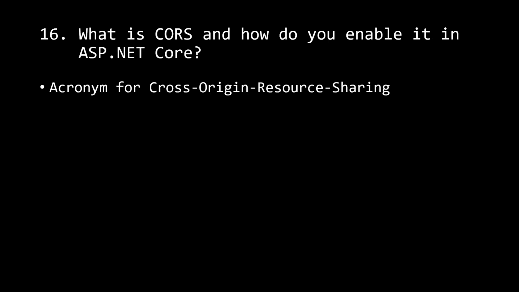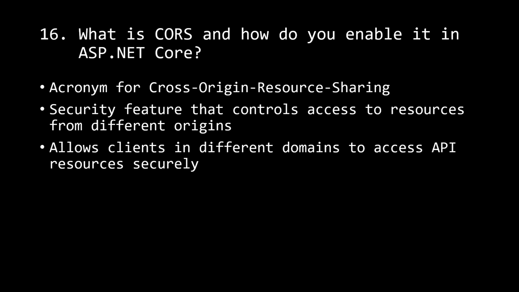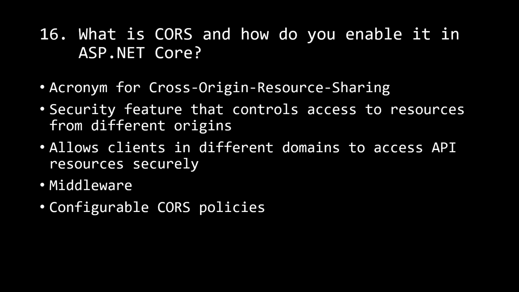CORS is an acronym for Cross-Origin Resource Sharing. It's a security feature inside of web browsers that controls access to resources from different origins. This allows clients from different domains to access API resources more securely. As with many other things in ASP.NET Core, this is enabled by adding middleware and can be configured through CORS policies.